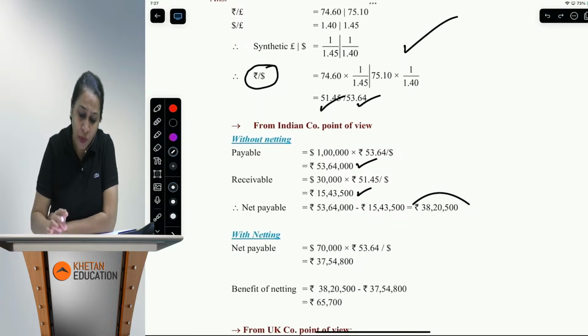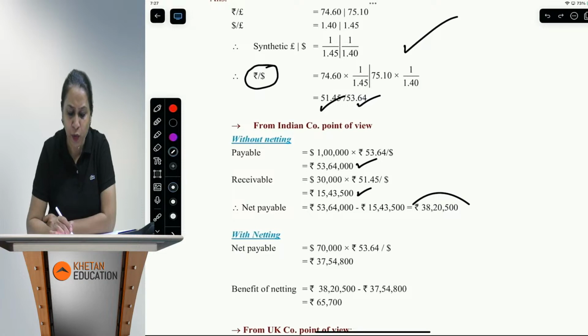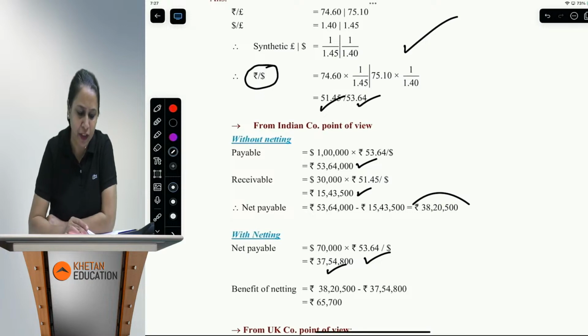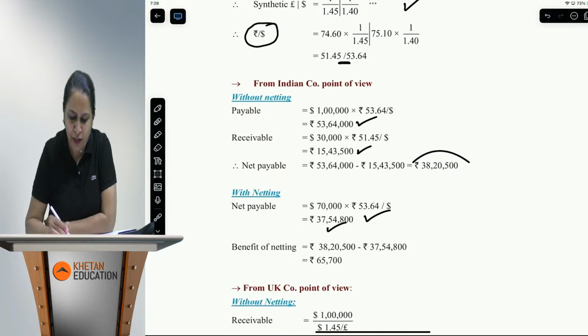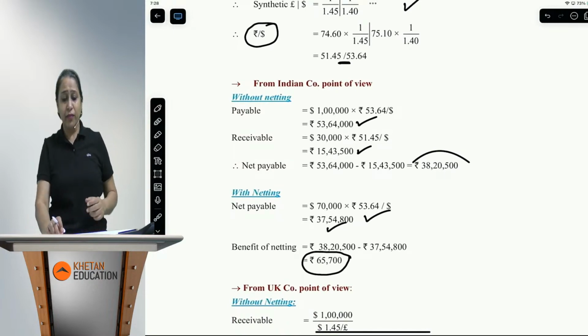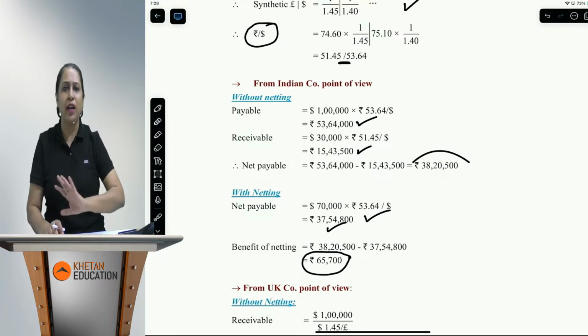Now with netting, what do you do? With netting, you can net buy $70,000 at 53.64. What you pay is this one. Guys, it is nothing but the gap between the two rates, the spread loss that you are saving, nothing else. So you are saving 65,000. If you try it out at home, you'll see basically you are saving the spread, nothing else.